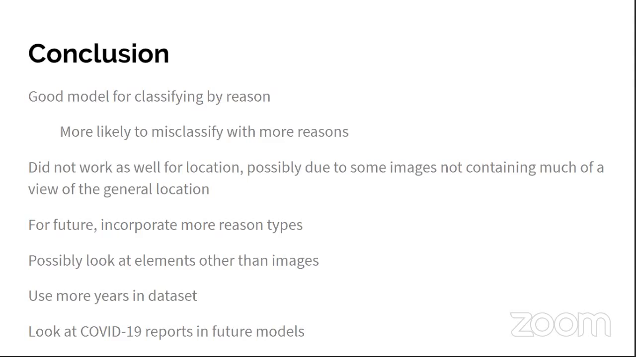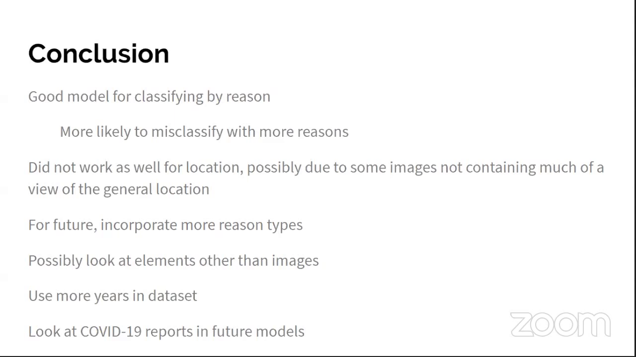In the future, it would be good to incorporate more reason types rather than just the 4 we ended up looking at. And especially for location, it would be good to look at elements other than images, such as the location from the phone that the image is taken on, and somehow come up with the neighborhood of Boston. That would be pretty useful. Also, we only looked at the year 2019, so if more years could be incorporated, that would make a better model.